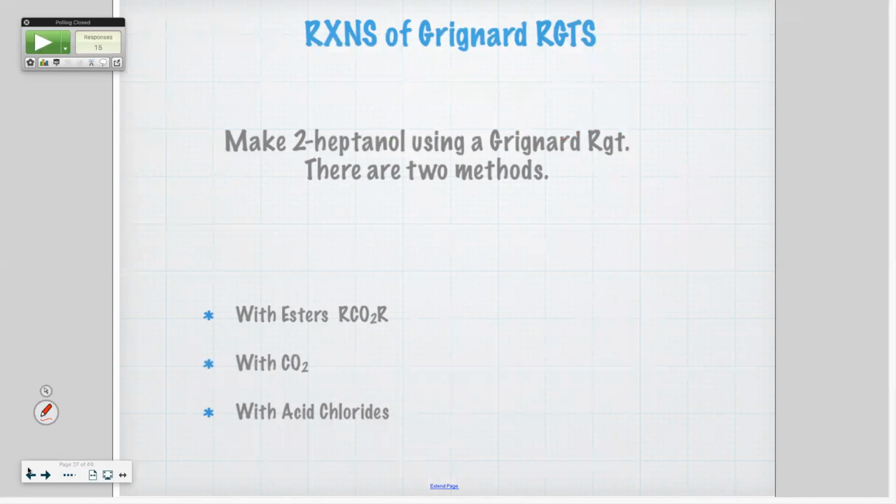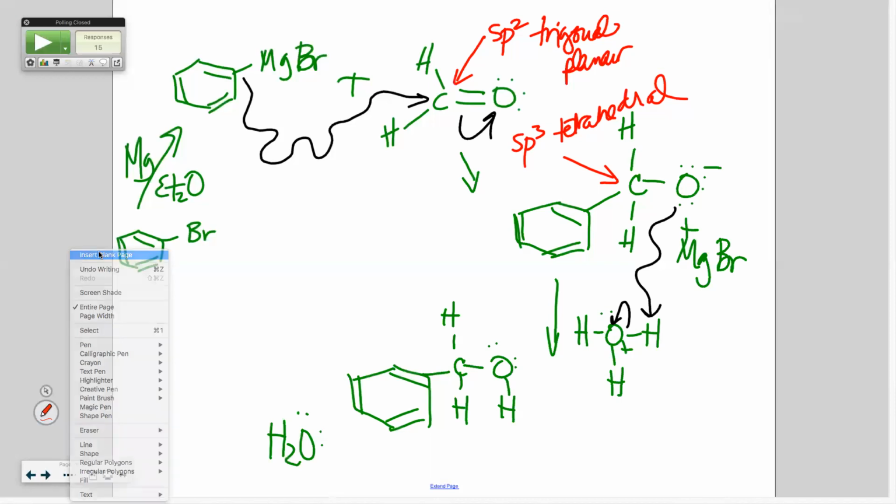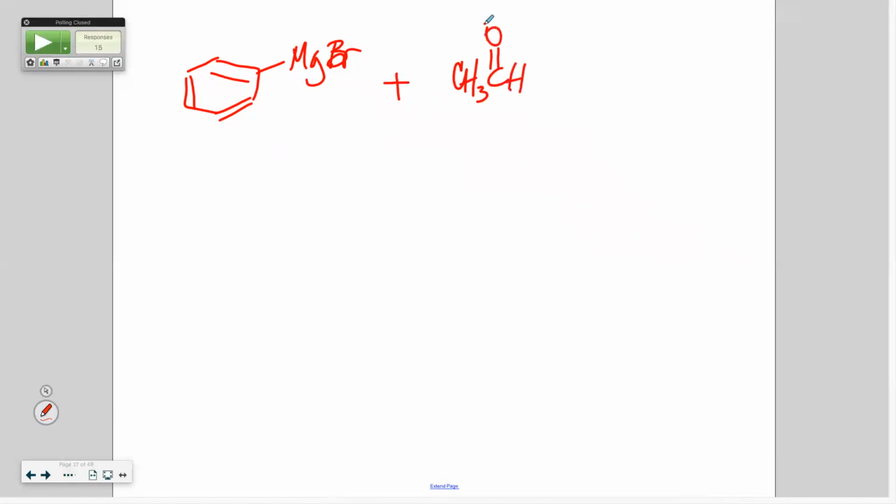Okay, wait, we're not done. We got to do some more first. Let me go back. There we go. All right, so I got to go insert a blank page. Okay, so I'm going to start with the same Grignard reagent every time so that I don't have to make it every time, but I'm going to react it with different compounds. Okay, so here's my Grignard reagent. Okay, and I'm going to add it to this compound, which is commonly referred to as acetaldehyde. I'm picking a simple one.